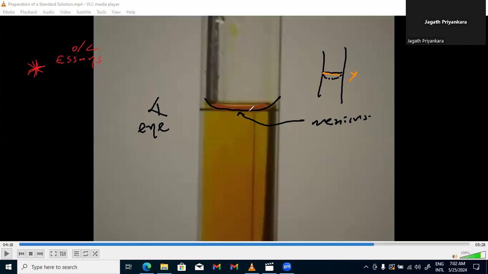But here the meniscus should be above the mark. This is the correct method. This is the correct one. If you want, you can show that separately, because they can also ask that in the exam. Right, okay. You can watch the rest now.